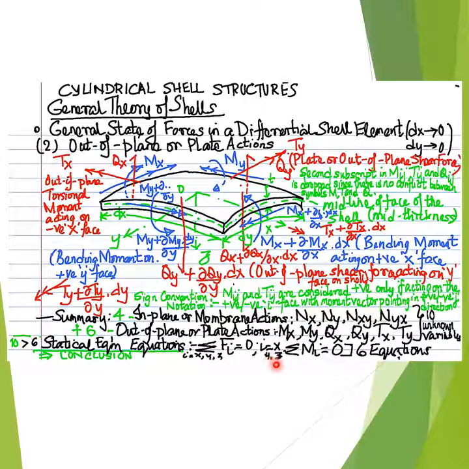In addition, there are 3 moment equilibrium equations, sigma mi equal to 0, where the subscript I can assume the values of the coordinate axes x, y, and z, thus implying that there are 3 moment equilibrium equations, sigma mx equal to 0, sigma my equal to 0, and sigma mz equal to 0, based on the consideration of moment equilibrium about the x, y, and z axis of the differential shell element or the solid body, hence providing 6 statical equilibrium equations.